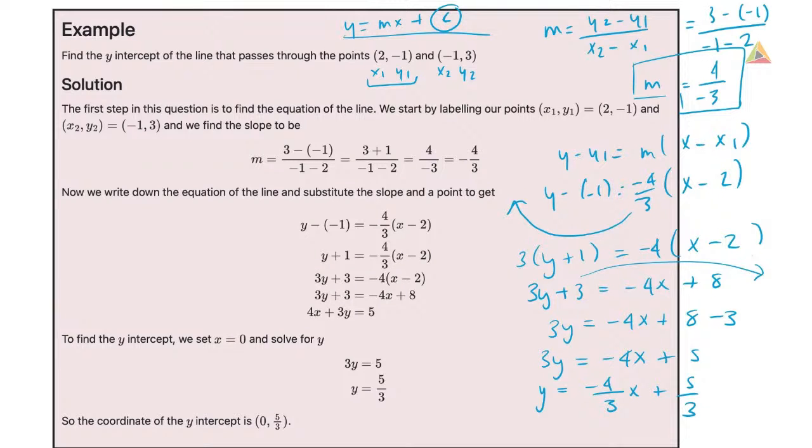Now, here we have it in the format y is equal to mx plus c. c is the intercept, so c is 5 over 3. So the y-intercept is going to be the point 0, 5 over 3. Okay, so that's that one.